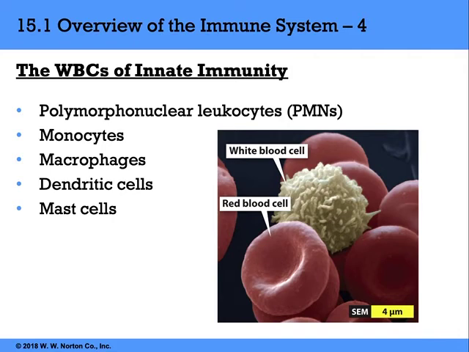Okay? The white blood cells of innate immunity are shown here: the polymorphonuclear leukocytes, the monocytes, the macrophages, the dendritic cells, and the mast cells. Okay? We'll go through what each of these do. All right, this is what they would look like in an EM micrograph, where the colors have sort of been added after the fact. Okay, scanning EM here, and you can see that the red blood cells are pretty simple.